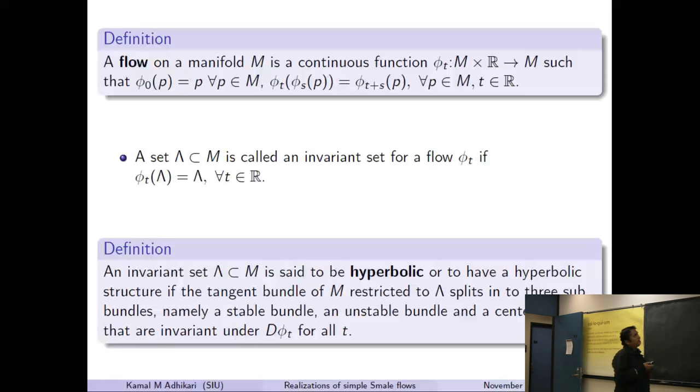When any invariant set has a hyperbolic structure, we always get that the invariant set is the disjoint union of basic sets. These basic sets are compact and transitive. Transitive means they have a dense orbit. And these basic sets may be an attractor, a repeller, or a saddle.